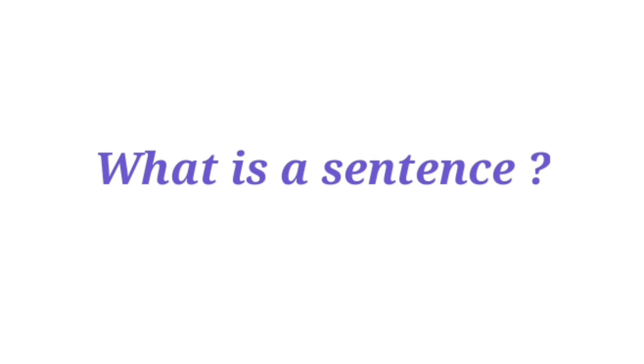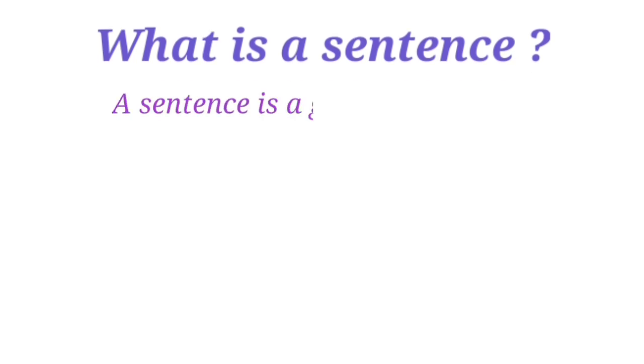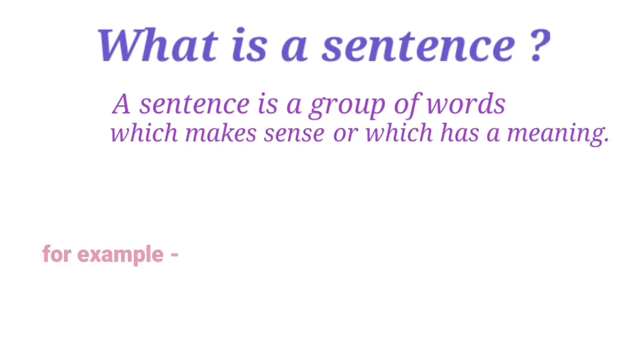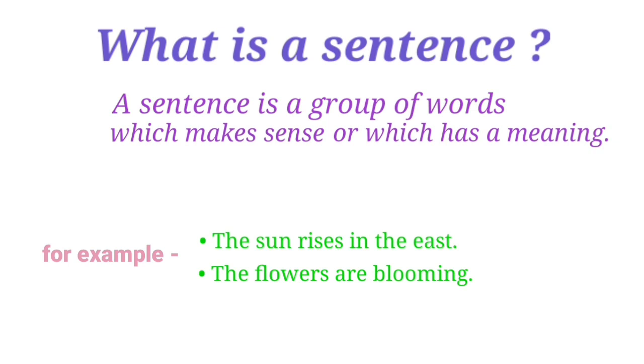What is a sentence? A sentence is a group of words which makes sense or which has a meaning. For example, the sun rises in the east. The flowers are blooming. Both these groups of words make complete sense. Therefore, these are sentences.